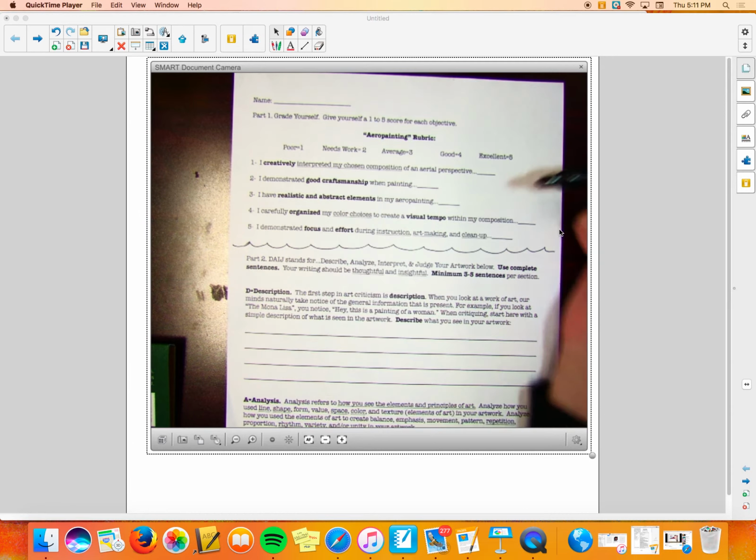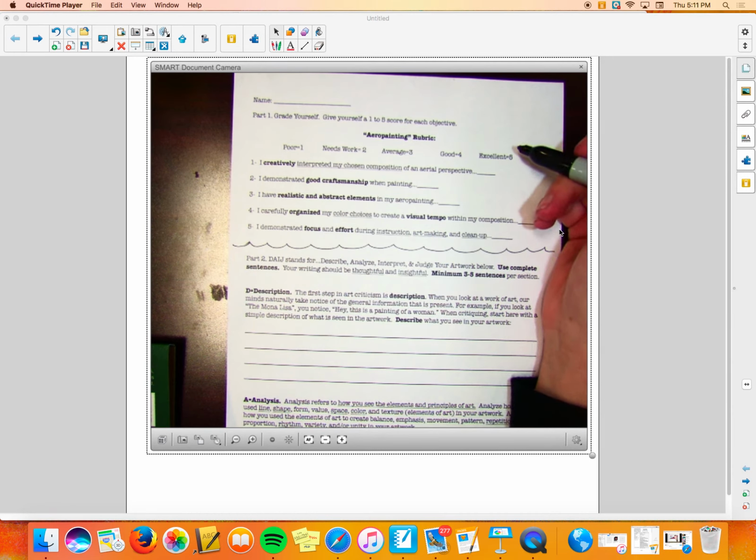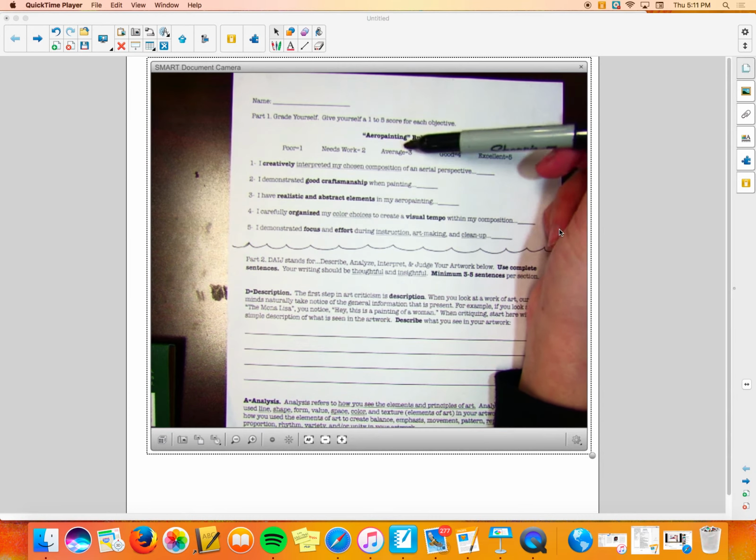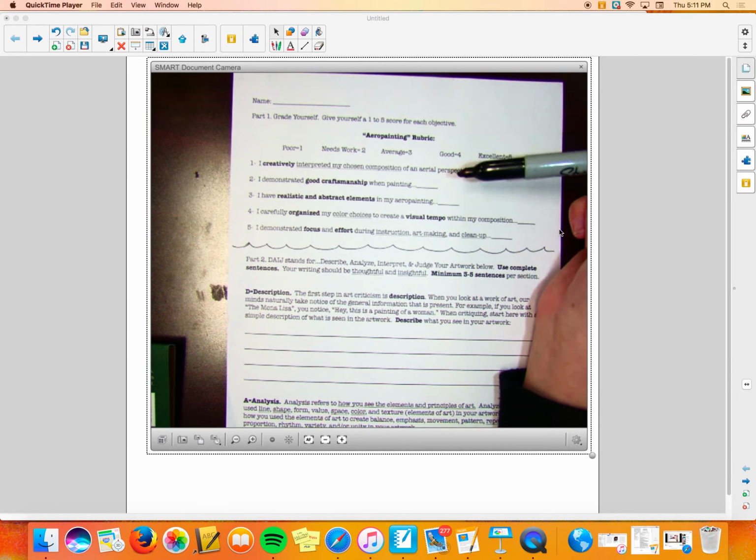Okay, so did you think outside the box when you were interpreting the shapes that are in your composition? Did you come up with your own creative spin on your composition? Then you can choose between poor, needs work, average, good, or excellent. The second one is craftsmanship. Okay, craftsmanship is how neat and clean your design is.